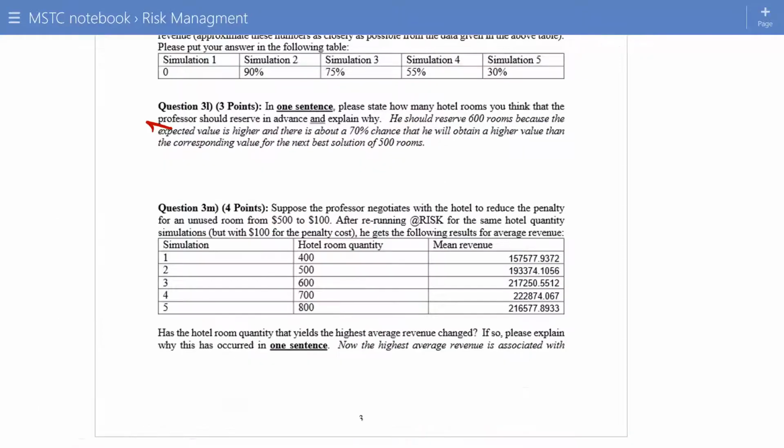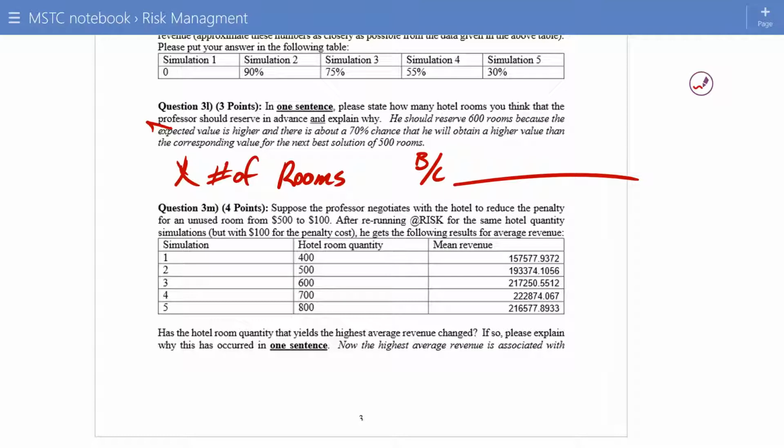Okay. So, in one sentence, give your rationale as to how many rooms he should reserve and explain why. And that's all up to you. X number of rooms because blank. That's your answer. Do what you will with it.